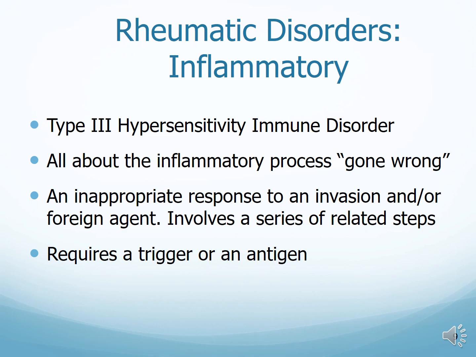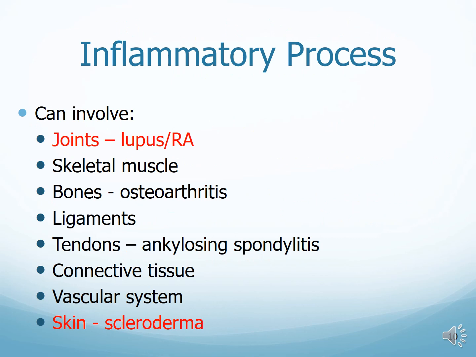So therefore, it involves a trigger. There's going to be a trigger, just like in the allergic response. There's going to be a trigger or an antigen, and then there is going to be a series of related steps. So the inflammatory process can involve joints, as in lupus and RA, rheumatoid arthritis, and then the skeletal muscle, bones, which would be osteoarthritis, ligaments, tendons for spondylitis, connective tissue, the vascular system, and then the skin, as in scleroderma.